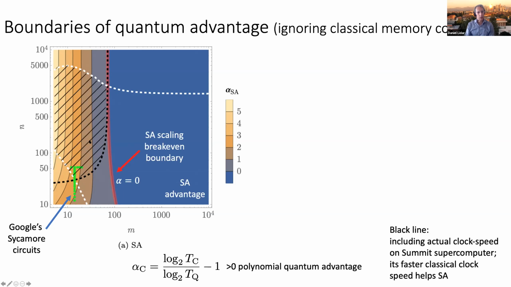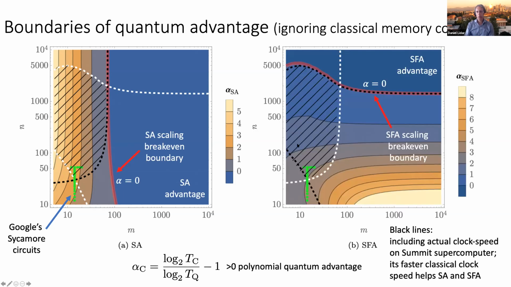So this is what happens for the Schrodinger algorithm, which is very good as a function of depth. The Schrodinger Feynman algorithm generates this diagram, and now the boundary line has moved to here, and so circuits that are too wide give a classical advantage.